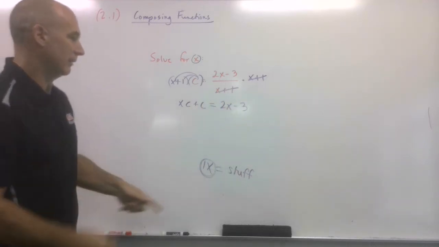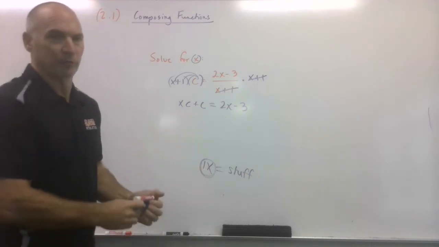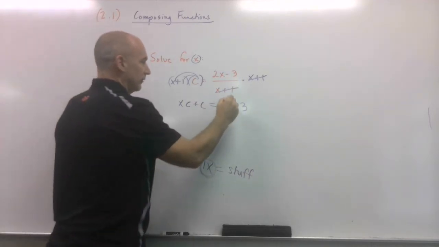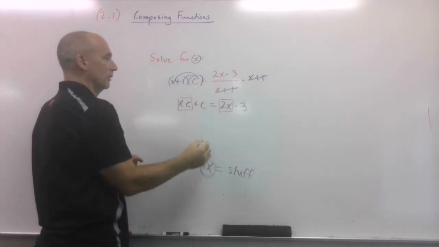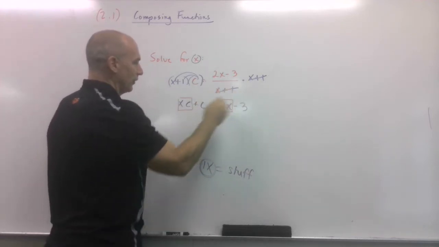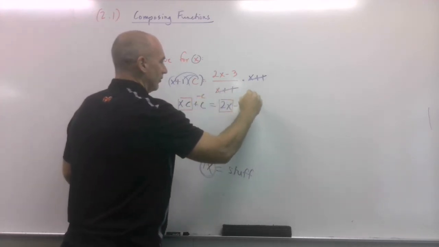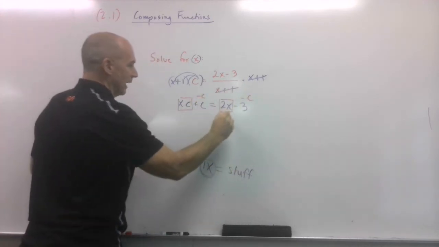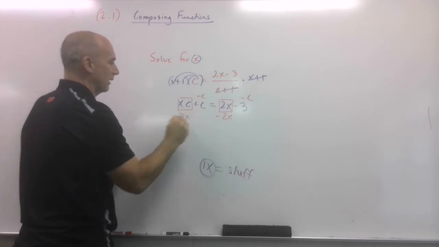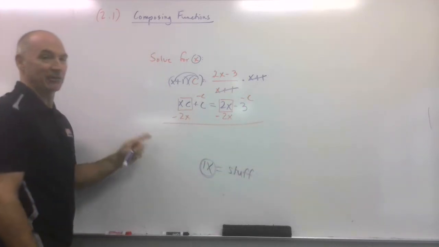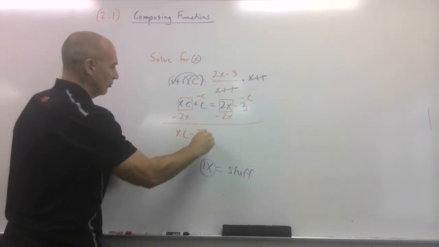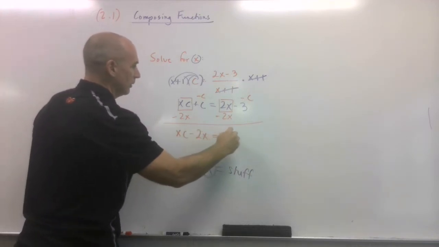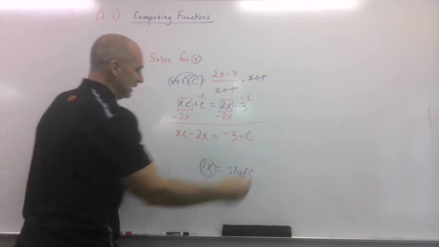Now don't forget, we're trying to get x alone. So think for a second. Here's an x in this term. Here's an x in this term. So I'm going to get the c over here, subtract c, and I'm going to subtract 2x and subtract 2x. So I can see some factoring coming. So I get xc minus 2x equals negative 3 minus c.